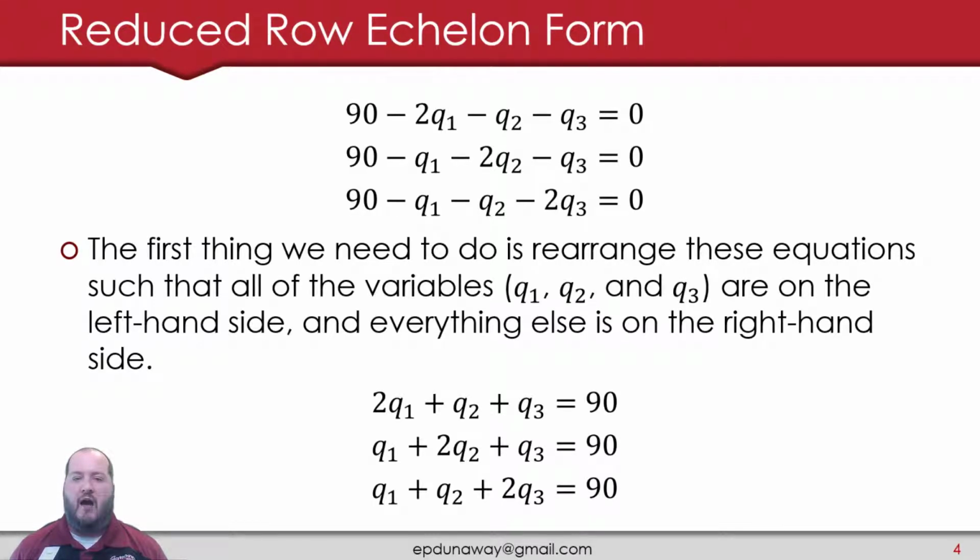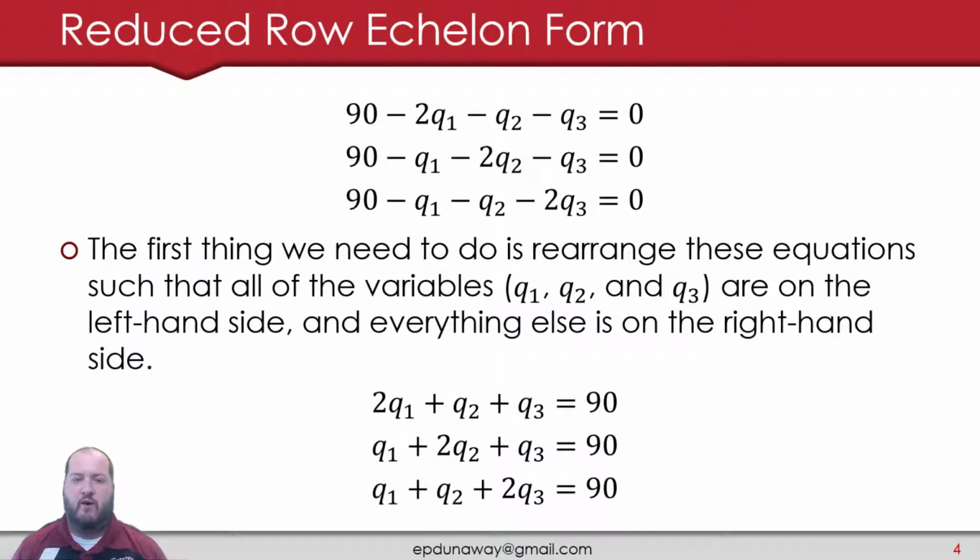The first thing I'm going to do is rearrange the equations such that anything that is attached to one of my variables, or q1, q2, and q3 in this case, is moved to the left-hand side of the equation, and everything else that's not attached to one of the variables is moved to the right-hand side. Now on the left-hand side, I have everything regarding q1, q2, and q3, and on the right-hand side, I just have 90, because it doesn't have any of the 3 variables there. Notice also that I've lined them up. I always have q1 coming first, then q2, and then q3.